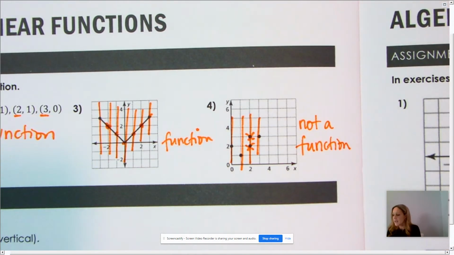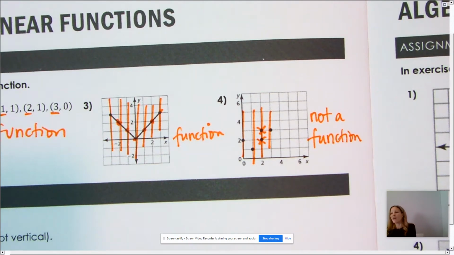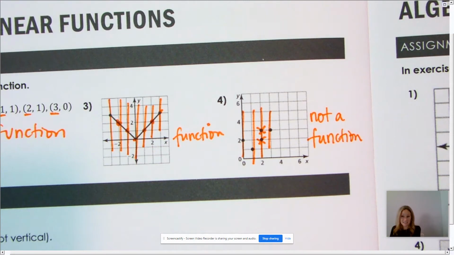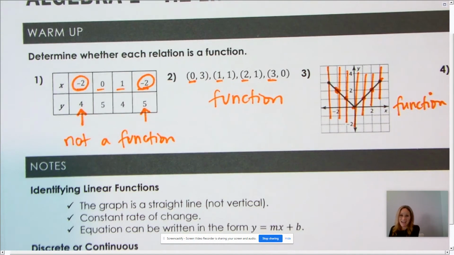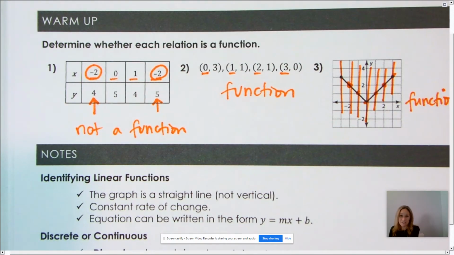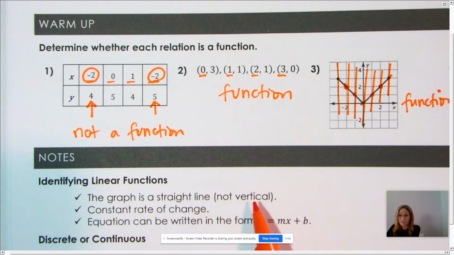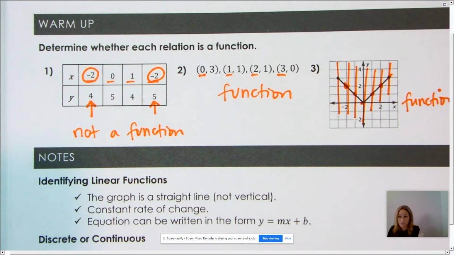Okay? And so today we're going to be putting the fun in functions, and we're going to be determining if a function is linear or nonlinear. Linear, just like it sounds, has the word line in it. And so in order for it to be a linear function, the graph needs to be a straight line, but not vertical, because a vertical line automatically would fail our vertical line test, right? So not a function. Even though it's a line, not a function, because that one input has like a bazillion outputs.